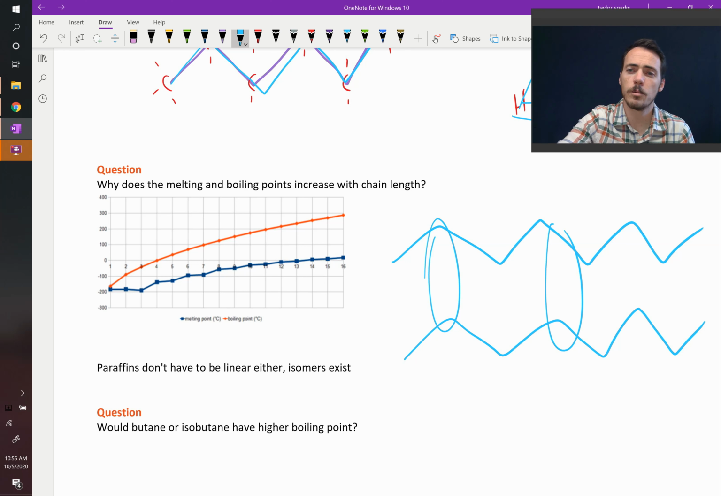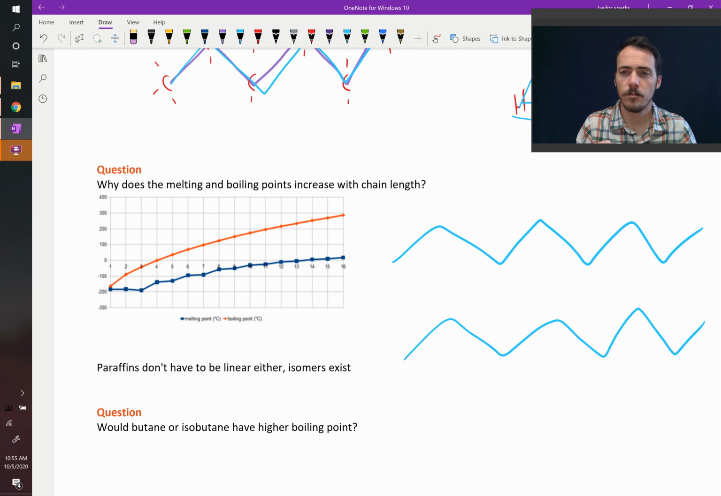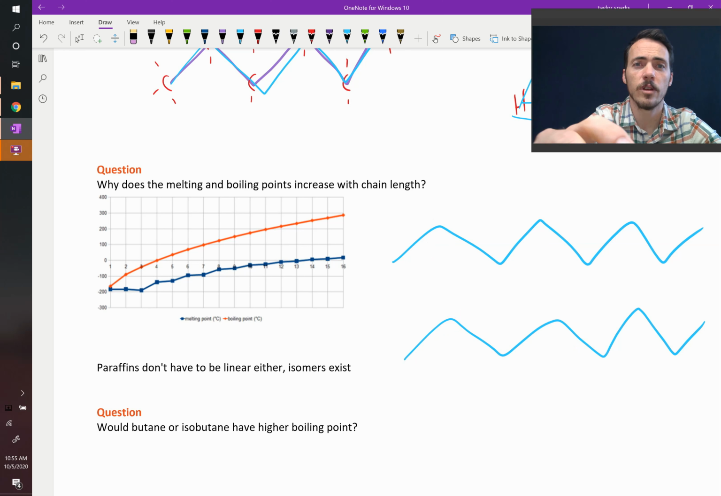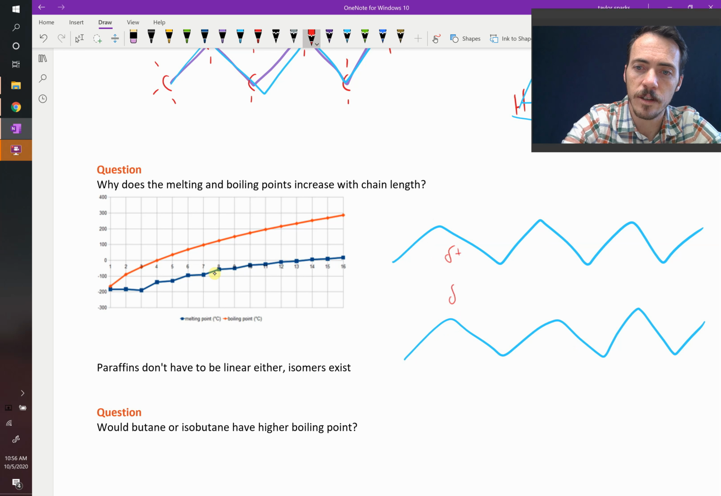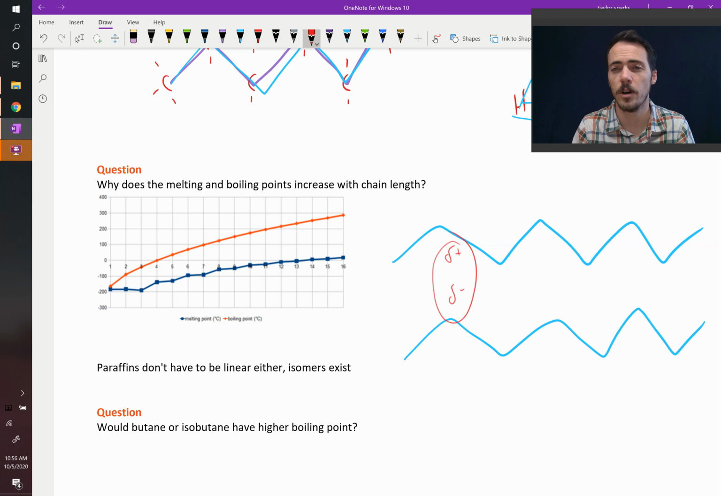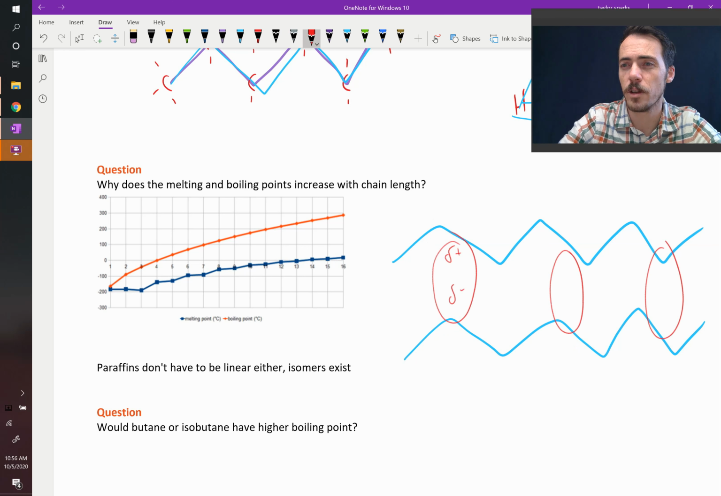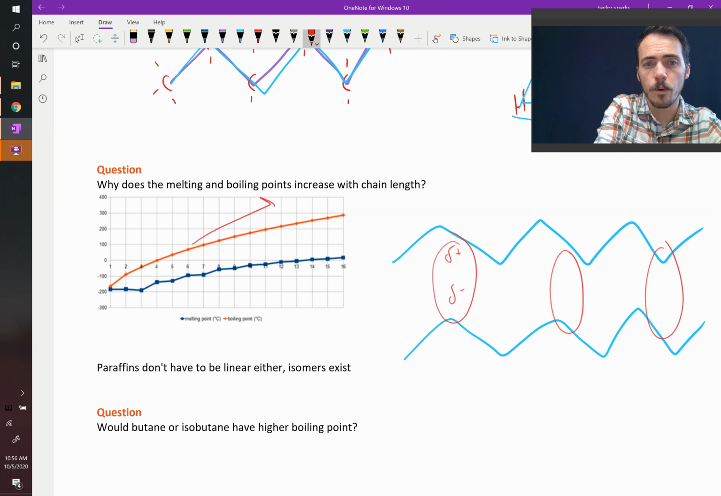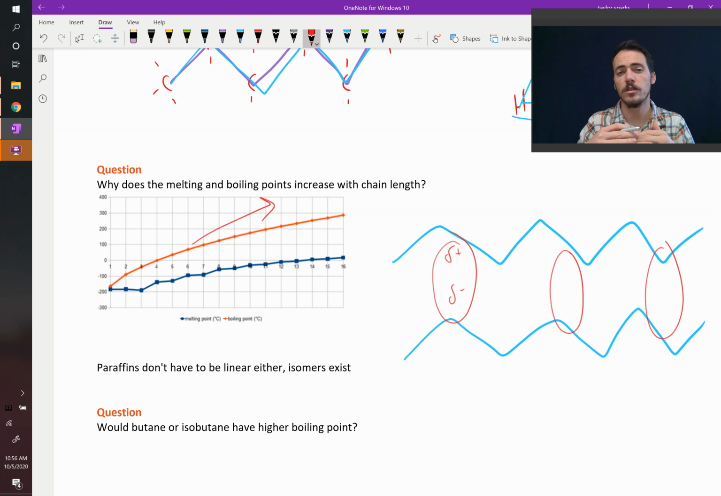So what sort of bonds are we talking about? Well, these are not covalent bonds holding these together because these are long strands of independent chemicals. So what we must have is, let's say you've got a slight positive charge and a slight negative charge. That forms a van der Waals, or a secondary bonding. And these are pretty weak. However, the longer these chains are, the more they line up, the more of these bonds you can get across there. So the bonding increases with number of carbons. Therefore, the boiling and melting points should both also increase.